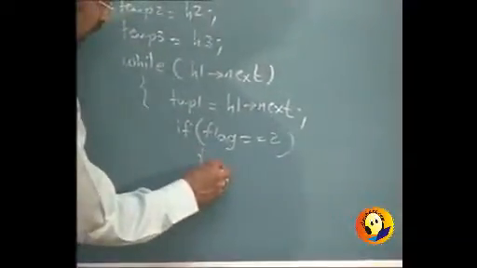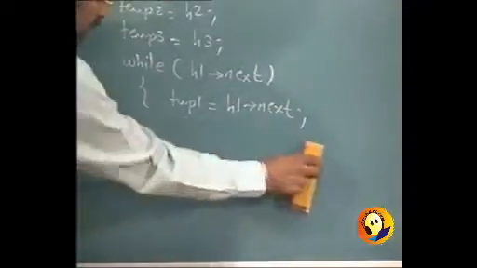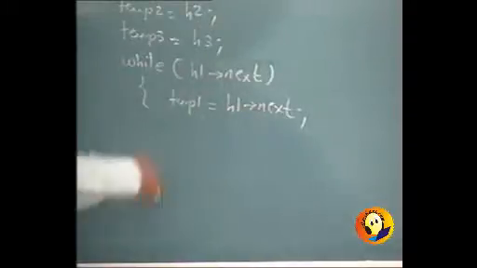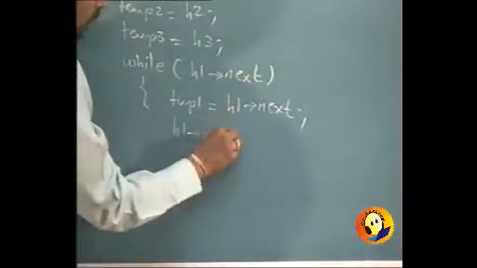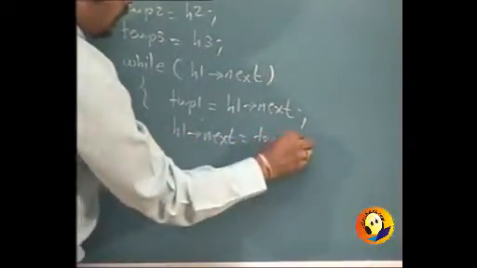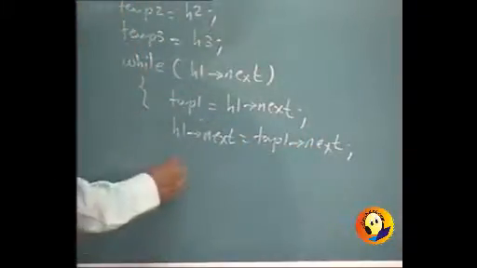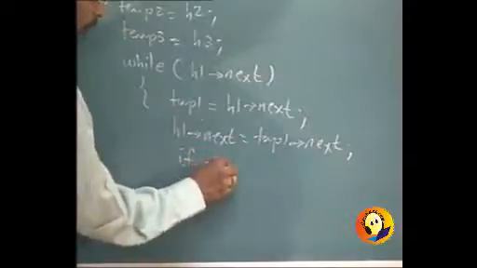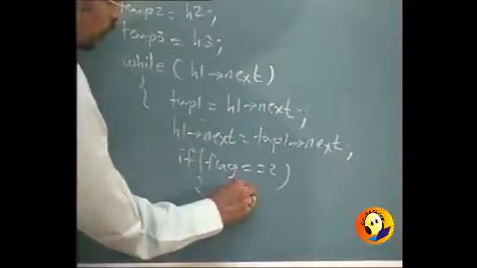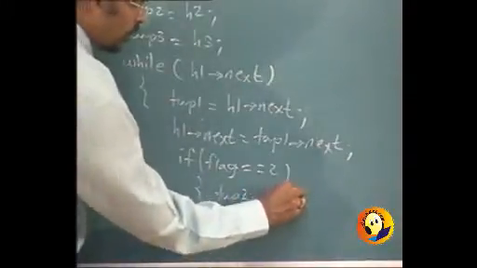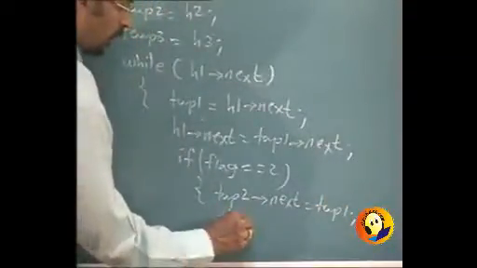So you will simply say, one second, I will detach it only and then check. Okay, it is not detached yet. I have simply marked it as temp1. For detachment I will have to say H1 arrow next equal to temp1 arrow next. So now the node is detached from the first list. And then it should be attached as, when flag is 2, you will have to attach it as next node of temp2. So temp2 arrow next is equal to temp1. And then temp2 is equal to temp1.